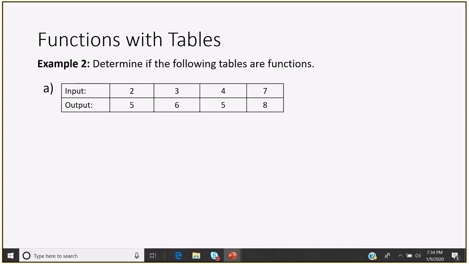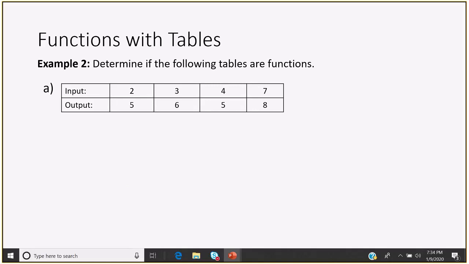So this is a mapping, certainly. I have inputs. They are going to outputs. Now I have to see if it's a function. Well, I want to avoid having the same input mapped to different outputs. So in this case, I look at my inputs and I see 2, 3, 4, 7.